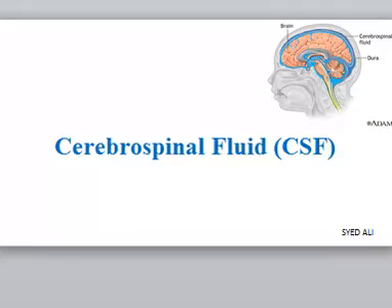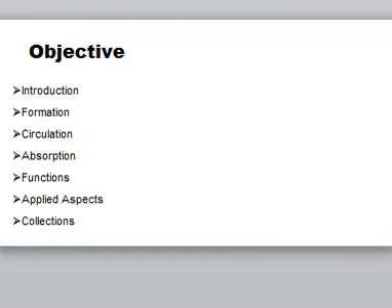Next, we are going to see the cerebrospinal fluid, called CSF. Here we are going to see the introduction, how it is formed, where exactly it circulates, what its absorption and functions are, and if there are leakages or overflow, what the clinical aspects are and how collections are made. And what is the use of making the collections. Now we are going to see these objective parts.